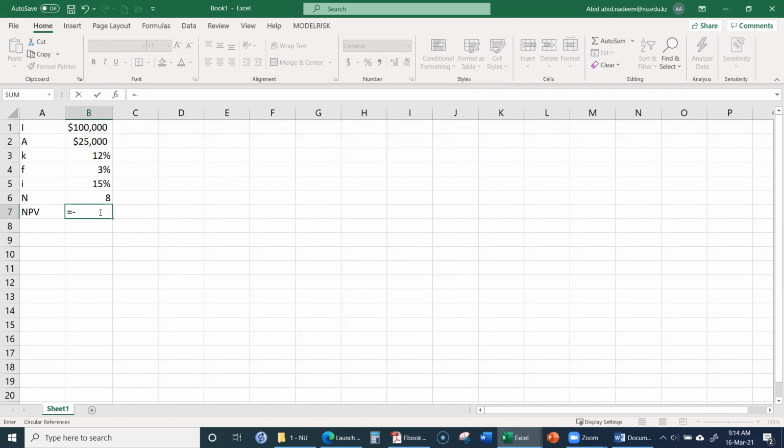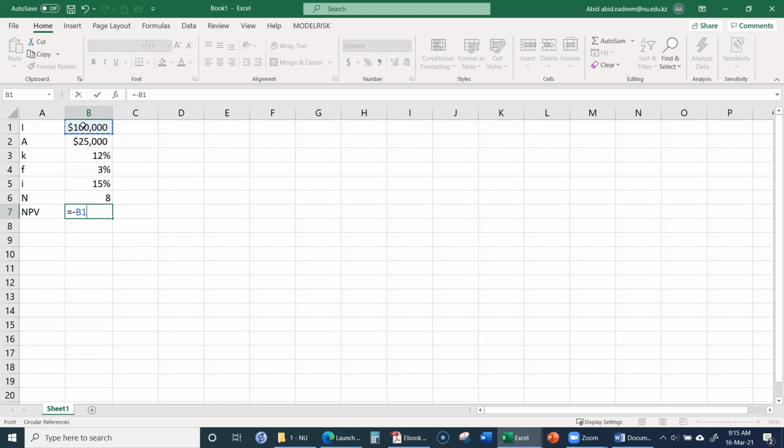minus the initial value. Okay, remember that I will take this investment as a minus amount over here, because it is a cash outflow. That is something which you are spending. Okay, so something which you are spending, that is a cash outflow. That is the cash going away from you. When this cash is going away from you, that means it will be a negative cash flow.